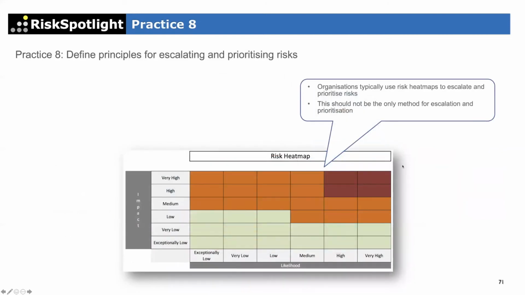Okay, so this is where I want to be. The next practice we're looking at is defining the principles for escalating and prioritizing risks. In most organizations, they use a risk heat map to decide what we are going to escalate to the board and the senior management, what we are going to prioritize, or what our important risks are. Then the risk heat map is what is used. Anything on the red gets all the time and attention. Anything on amber gets the second priority, and anything that is green, no discussion happens on those.